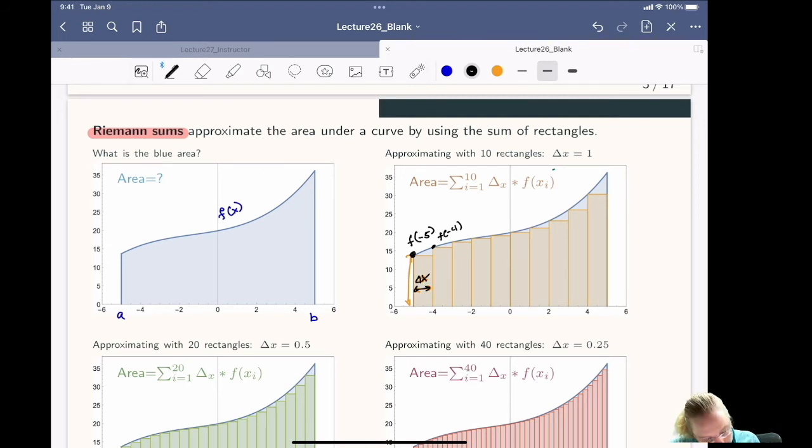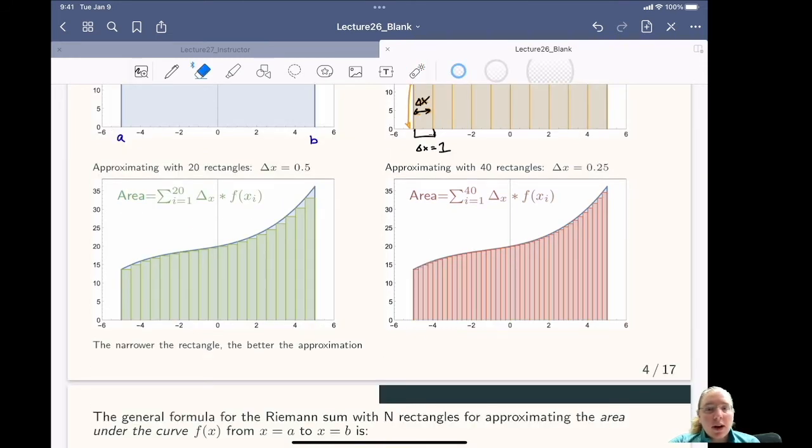What is delta x in this case? Well, we go from -5 to -4, so delta x equals 1. So we have delta x equals 1, and we can sum delta x times the height of our rectangle from i equals 1 to 10. We do that for 10 different rectangles here, and we get the approximate area under the curve. So the orange area is given by that, and that is the Riemann sum of 10 intervals that approximates the area under the curve. So here we could do it with 20 rectangles.